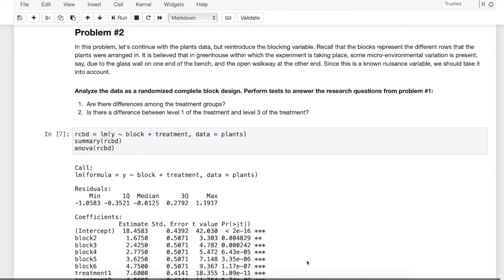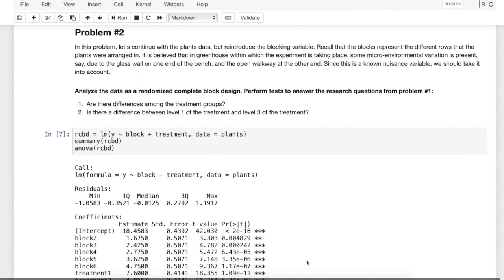So we could think about the blocking factor as something like the position on the bench in this greenhouse where the plants are positioned. And it might be the case that different amounts of sunlight fall on different rows in this greenhouse, and so we might want to take that information into account because the plants really aren't homogeneous with respect to height, right? Different plants at different light levels will grow taller or shorter. So we want to try to control for that factor in some way.